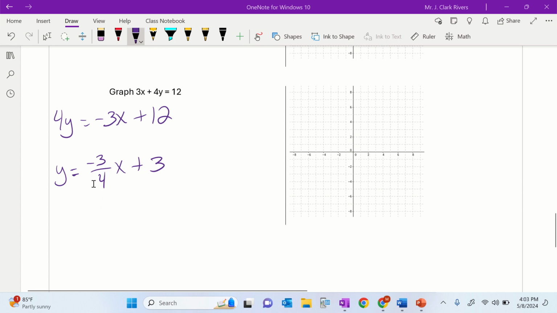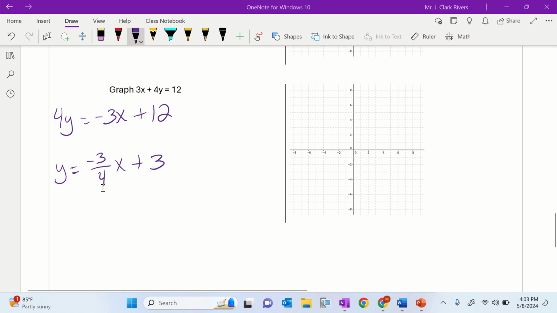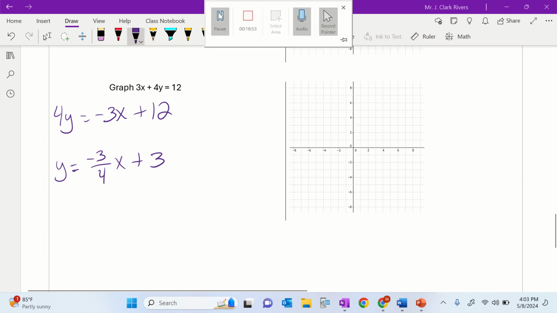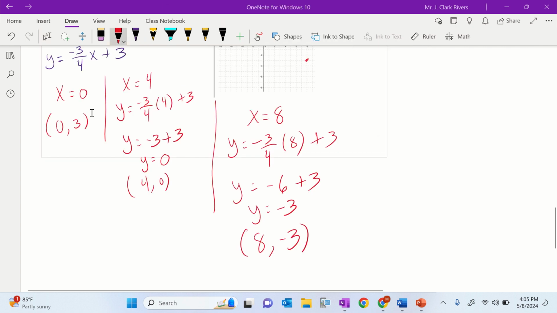Now, look at the denominator here. We got to choose numbers that are multiples of 4. So pause the video now and go ahead and choose multiples of 4, 3 of them at least, to find 3 ordered pairs. Graph them on the graph. And again, you probably didn't choose the same ordered pairs as me.